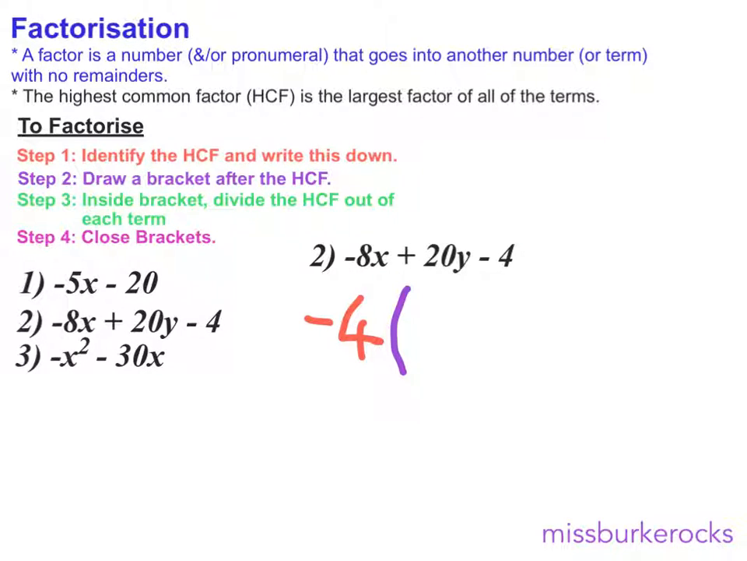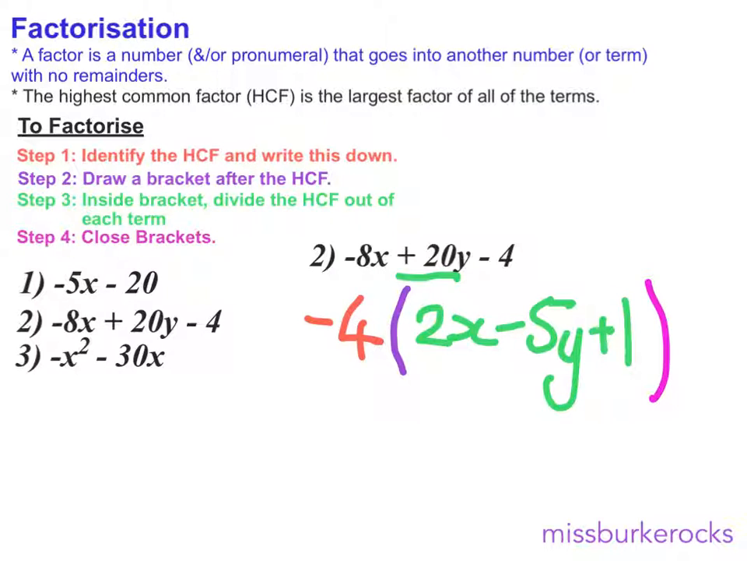And then we divide that negative 4 out of all of our terms. So negative 8x divided by negative 4 gives me 2x. Now, positive 20 divided by negative 4, we should know would have to be negative 5, and then we've got our y, because we know two negatives make a positive when we're multiplying. So negative 4 times negative 5 gives me positive 20y. Then negative 4 divided by negative 4 gives me positive 1. Now I'm done, so I close my brackets.